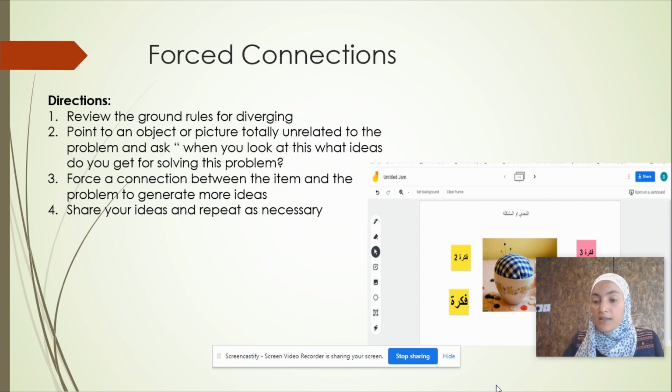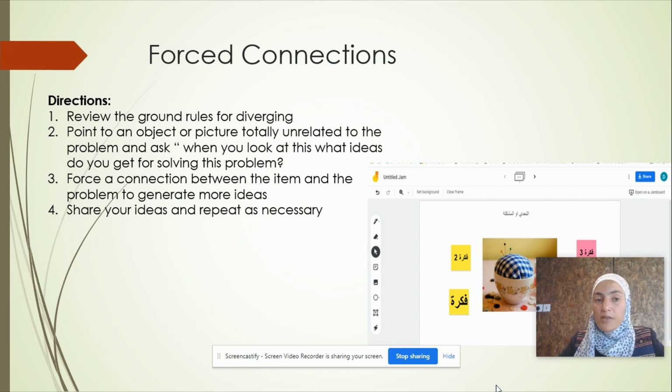When you look at this item or this picture, what ideas do you get for solving this problem? The question now: what if I'm working online? How can I help my students? One of the easiest ways is to share with them a Jamboard where you can add the picture in the middle. Then they can add sticky notes, adding their ideas next to that picture.